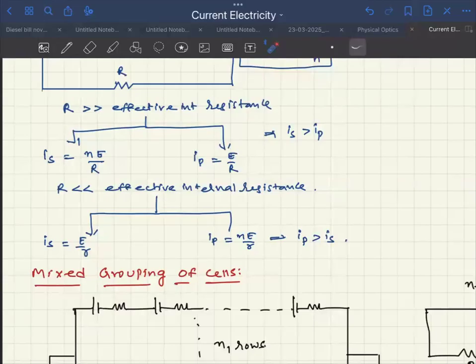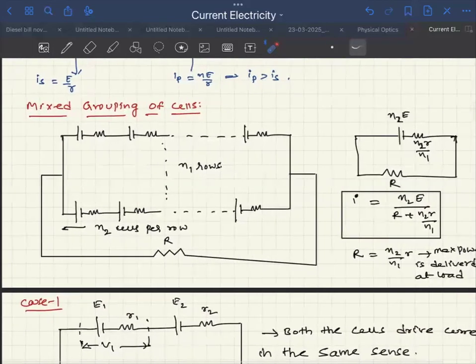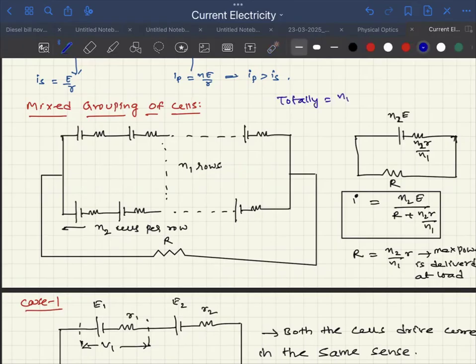Okay, fine. In one case, I have taught you series. In another case, I have taught you parallel. What about mixed combination, meaning some in series, and all such combinations in parallel? For example, you take an arrangement like this. There are totally N1 rows. In each row, there are N2 cells. So I have totally N1 into N2 number of cells.